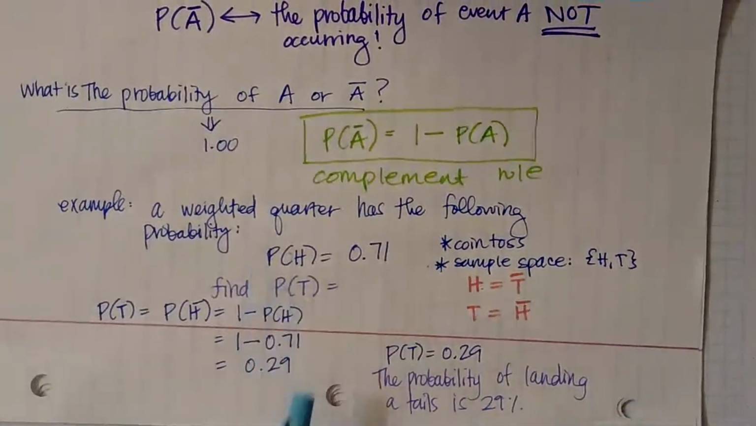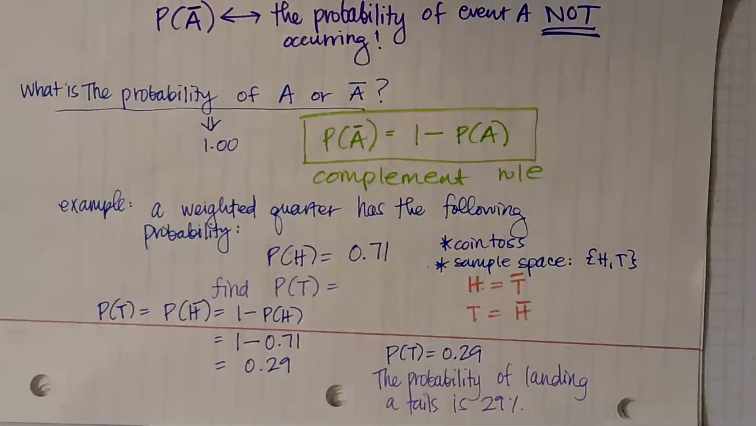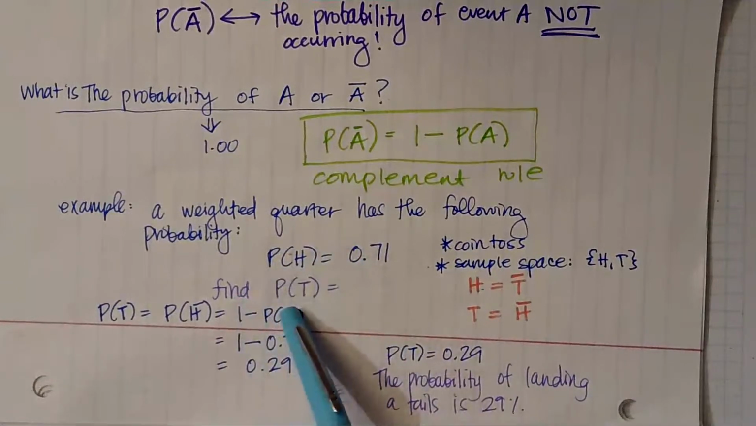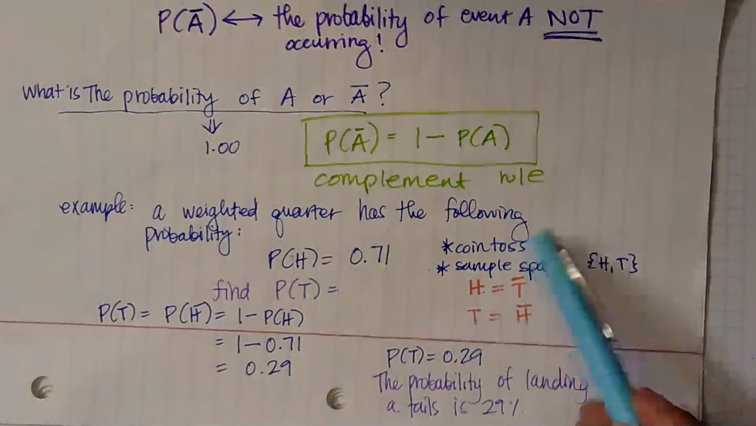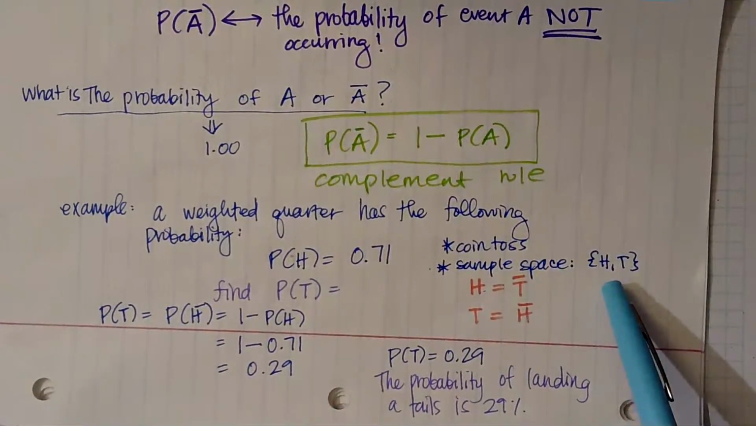So I said a weighted quarter has the following probability. It's a weighted quarter, which means the weight is not equally dispersed in the coin. So based on a certain amount of trials, we recognize that the probability of landing heads is 71%. What's the probability of landing tails? So again, it's a coin toss situation. My sample space is heads or tails. So those are the only 2 occurrences I have. I don't have anything in between.